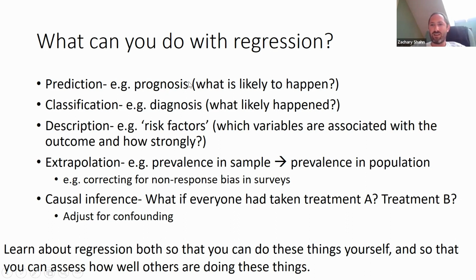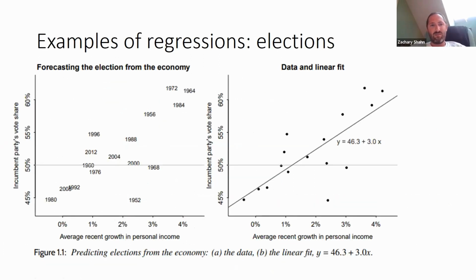Or if you look at the examples of regressions that we've already done, the election economy example could be thought of as a prediction, right? Or it could be used for prediction. Like before an election occurs, you might already know what the average recent growth in personal income was. And then you could use this regression model to predict what the incumbent vote share will be.